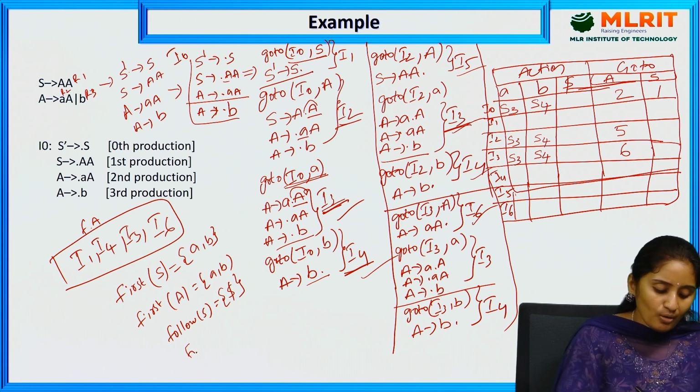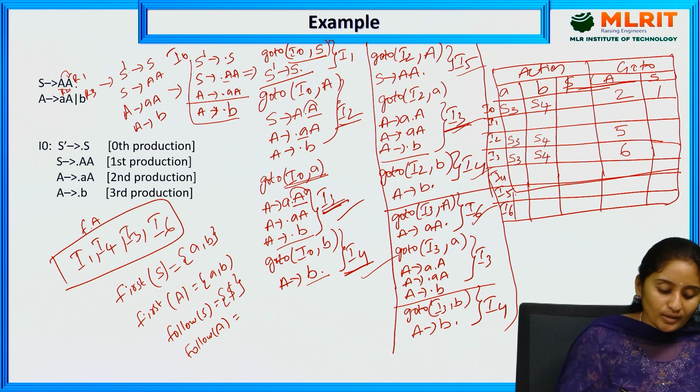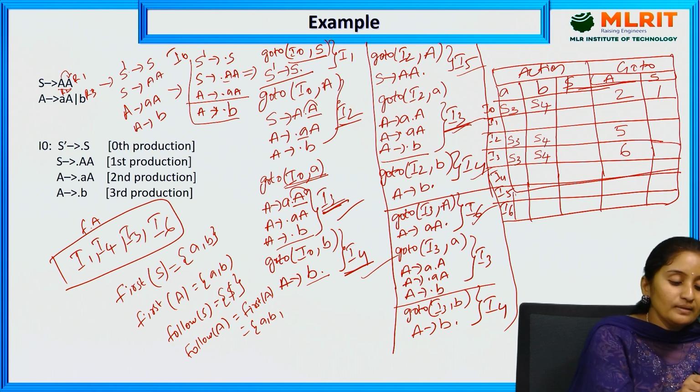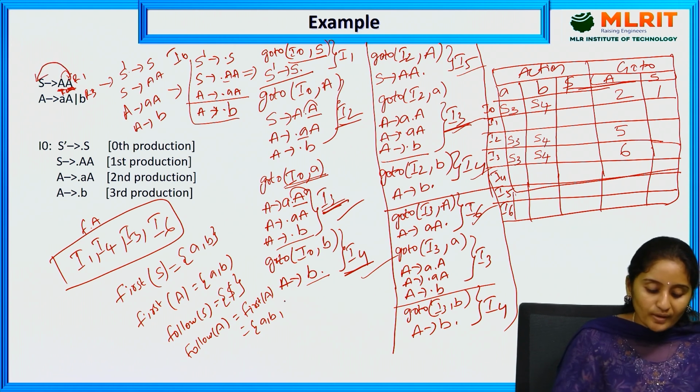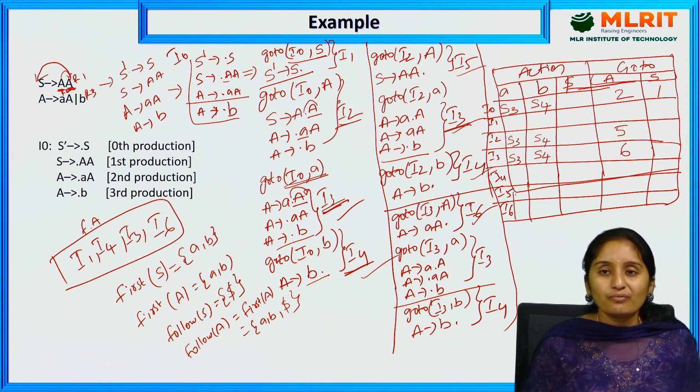Next, follow of A. A is following A, so what we are going to do is write the first of A. What is first of A? First of A is nothing but A comma B. If I take the first A, then I am going to get this first of A. If I take the second A as follow of A, then nothing is there, so it moves to the follow of S. What is follow of S? Dollar.